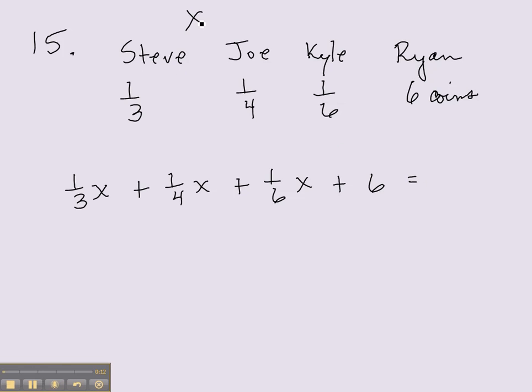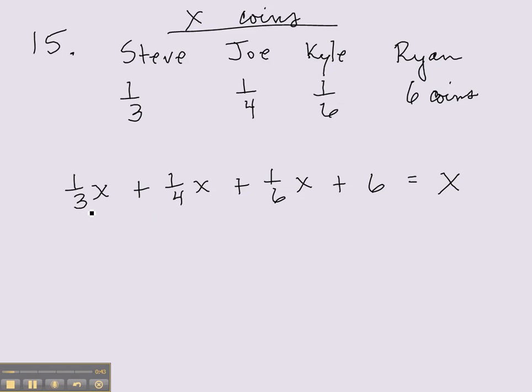Let's say we have X coins in the bag at the very beginning. Steve grabs a third, Joe grabs a fourth, Kyle grabs a sixth, and Ryan actually grabs 6 coins. So this is the number of coins Steve grabs, 1/3 of X, Joe grabs 1/4 of X, Kyle grabs 1/6 of X, and Ryan actually grabs 6. Well, the number of coins, this sum has to equal X. So now it's just a matter of solving for X.